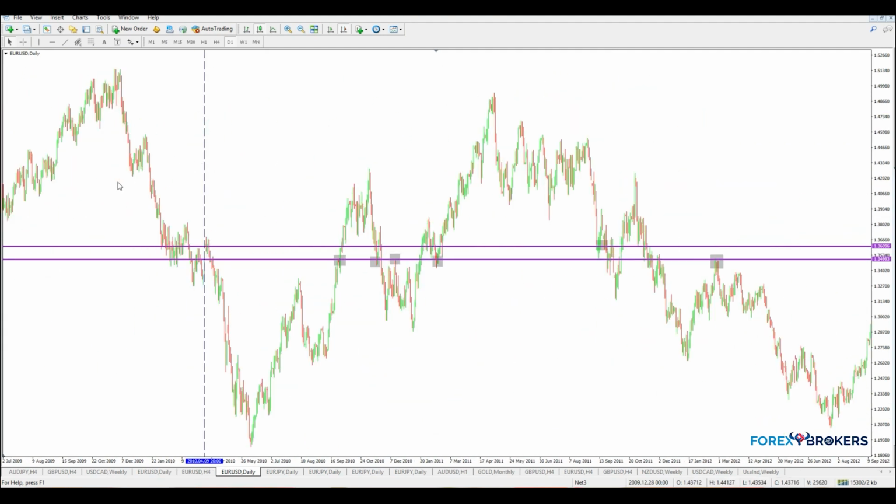This is a gap that formed in 2010 during the sovereign crisis in the Eurozone. We see that the market gapped higher and quickly closed the gap in the same trading week. So it filled the gap according to the Western approach, and according to it, simply we don't have anything to do with this gap.